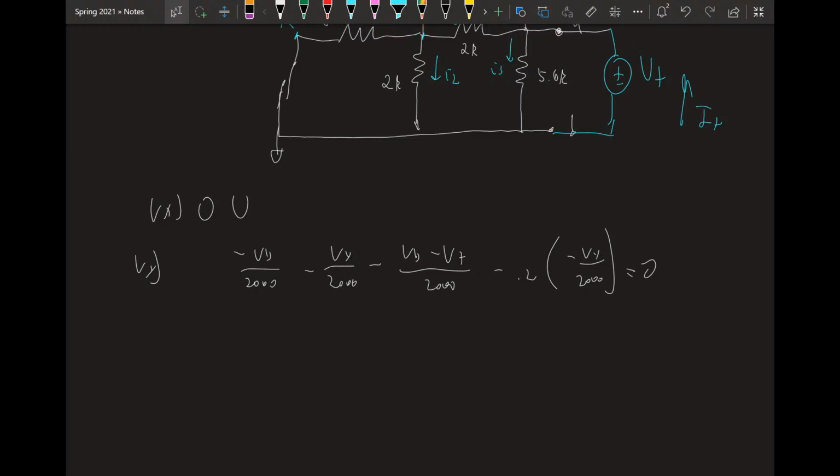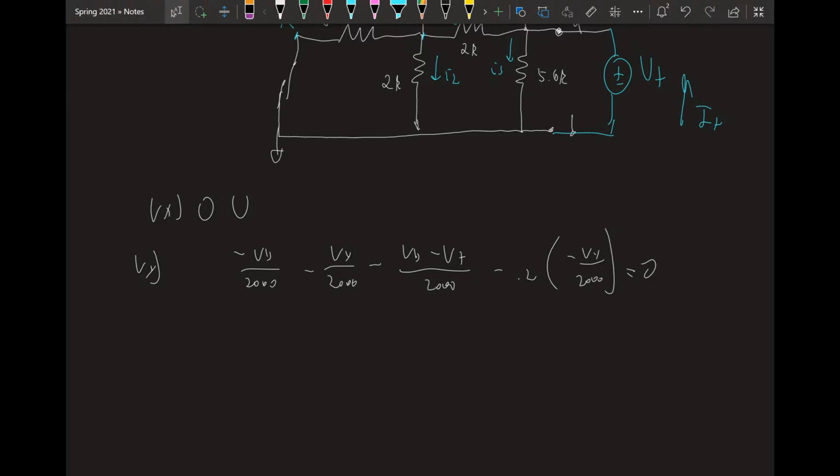down here in ground, at node X, we're going to have negative I delta plus I2 plus I3, and then minus I test. This is what I want you to introduce to the equation. And so when we solve it all out, this is 0 minus Vy over 2000. This is Vy minus 0 over 2000. This is V test minus 0 over 5600. And this is minus I test equals 0. And then we can solve for that.